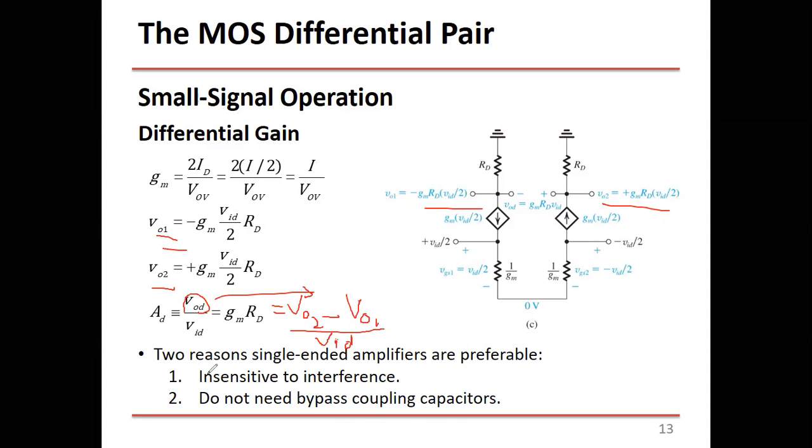And the two main reasons that we prefer, as we mentioned before, the differential pair over single-ended are that they are insensitive to interference, and also they do not need bypass or coupling capacitors. Okay, let's stop here this time and we continue next time. Do you have any questions?